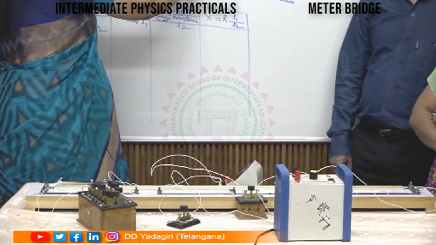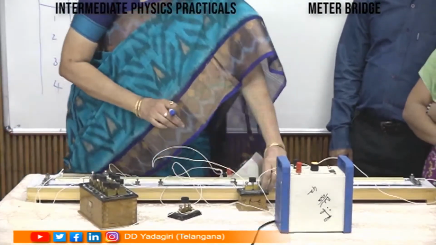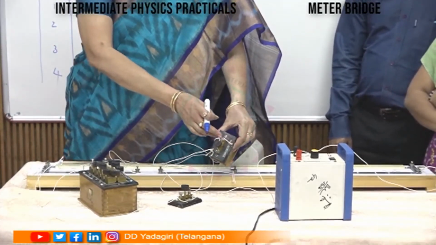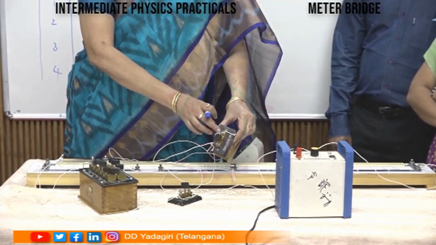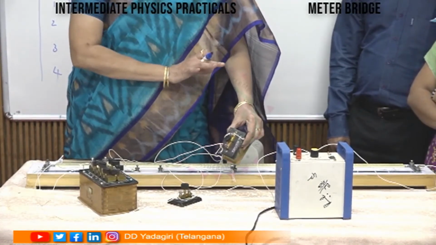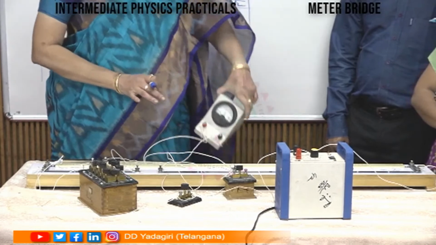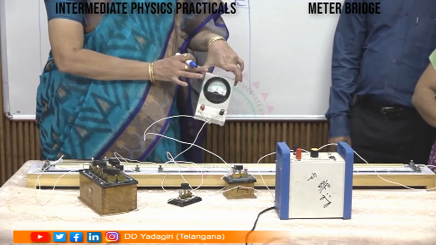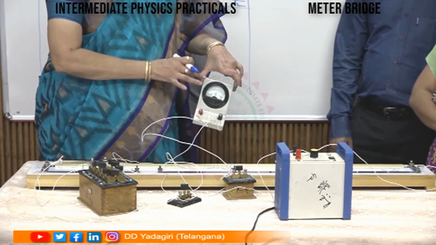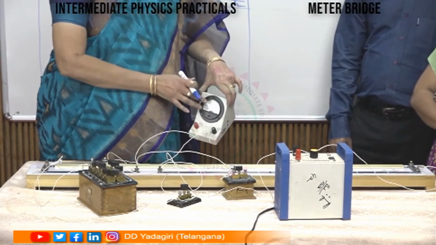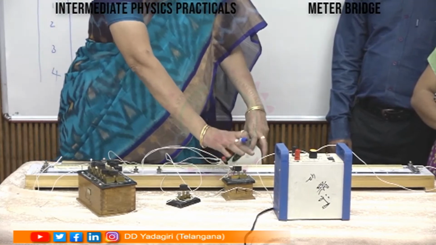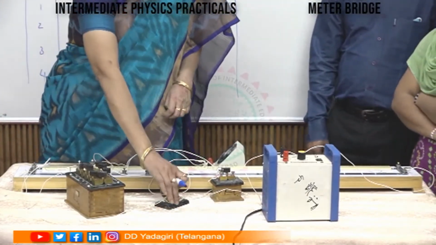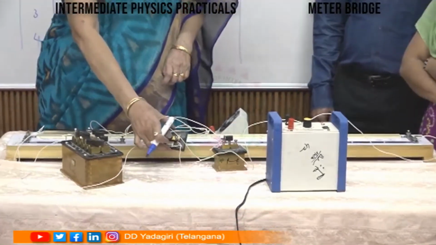And what is this HR? HR is this 5K, 5000 ohms, a high resistance. This helps us to protect this galvanometer from damage. This galvanometer is a very sensitive device. There is every possibility that if more current passes, it gets spoiled. So to protect it, we have connected this high resistance in the circuit. And this is the key.